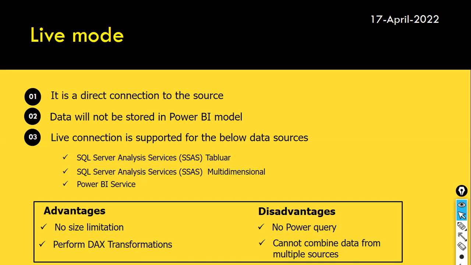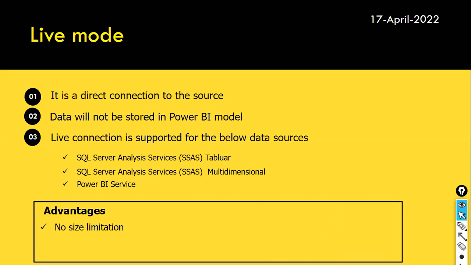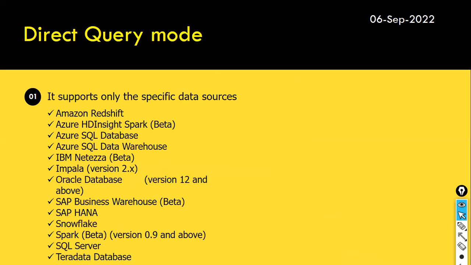But on a case-to-case basis, you need to take a call on which mode to use. For example, most of the time you'll be working with source systems like RDBMS. Not only Microsoft SQL Server, you'll be working with Oracle ERP tables and SAP HANA, and in real-time scenarios you'll be using different types of sources. So you need to decide which type of connectivity mode is really required.